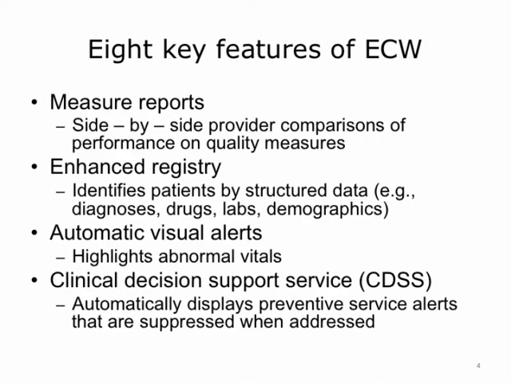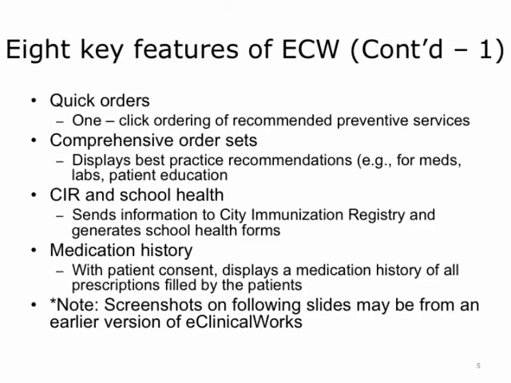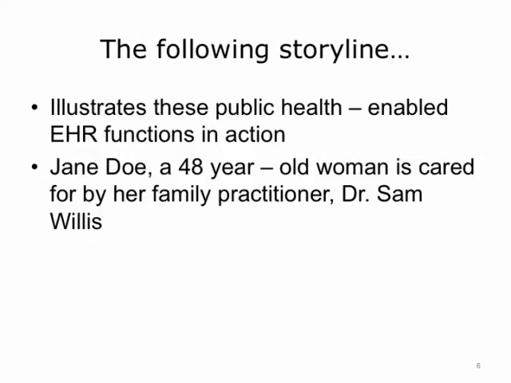But here in particular, we're going to focus on 8 key features from the system that's been in use with the Primary Care Information Project that we helped to design into the product so that our patient population would be better served by a clinically focused pursuit of public health. The features that we will discuss are: first, measure reports; second, enhanced registry; third, automatic visual alerts; fourth, clinical decision support or CDSS; 5, quick orders; 6, comprehensive order sets; 7, CIR and school health; and 8, medication history. What are each of these features?